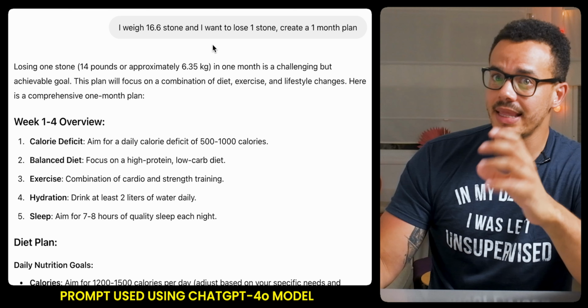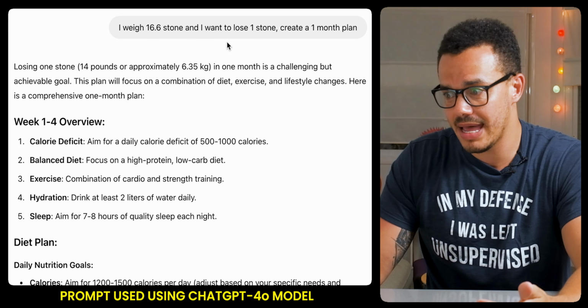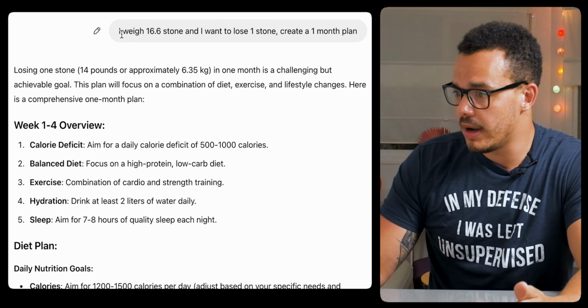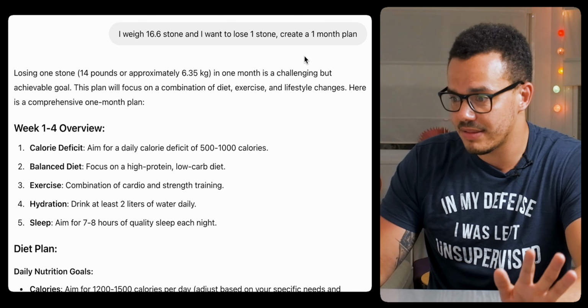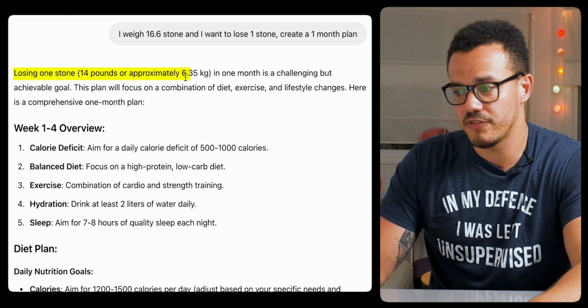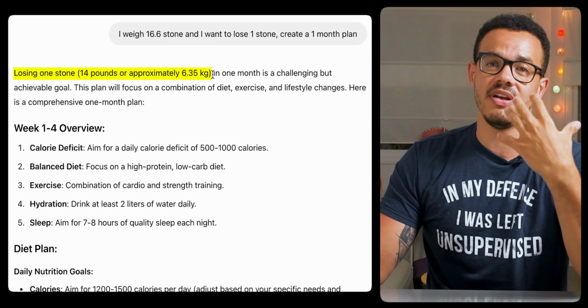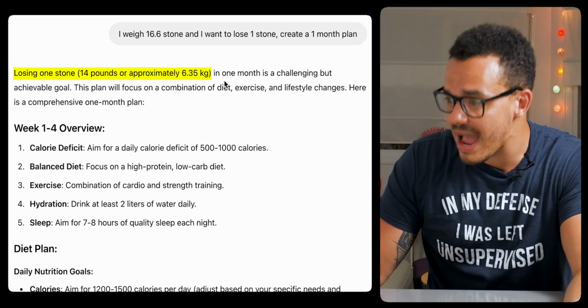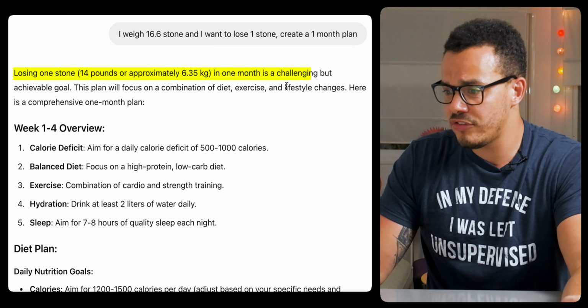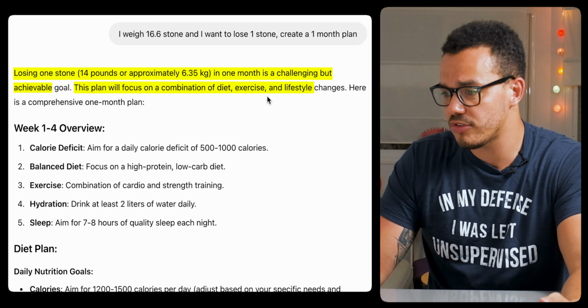So same prompt again, but now in ChatGPT. Even off a basic answer, I would say ChatGPT has given a better response. Here's the prompt at the top, exactly the same. Losing 1 stone, 14 pounds, or approximately 6.35 kg. I love the fact it breaks that down and interprets it, thinking it's helpful to give that information even though I haven't asked for it. In 1 month is challenging but achievable. The plan will focus on a combination of diet, exercise, and lifestyle changes. Here's a comprehensive 1-month plan.